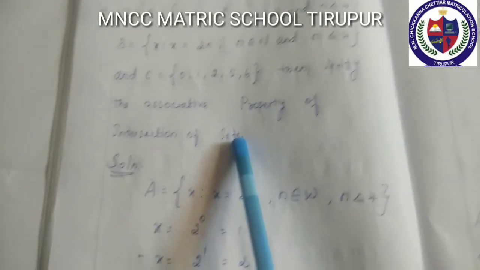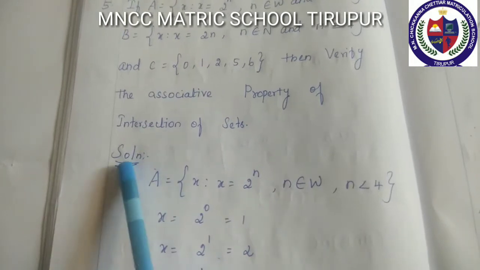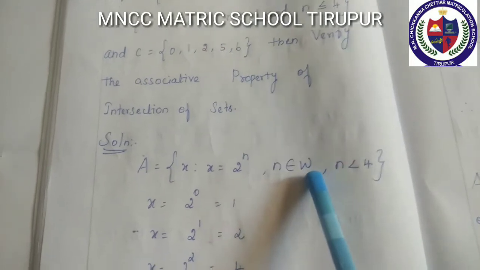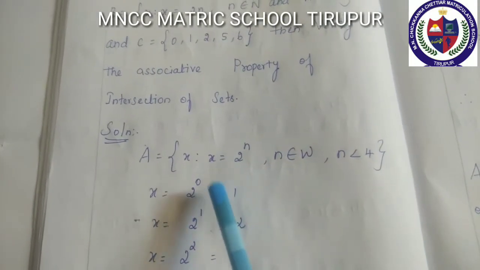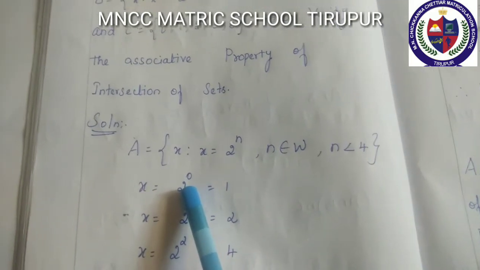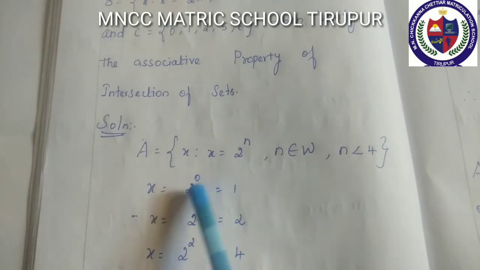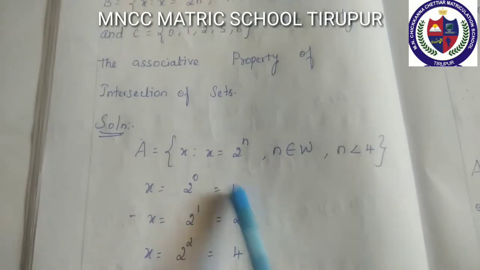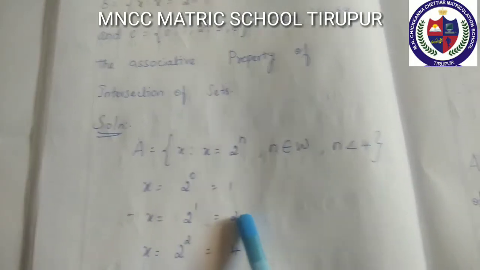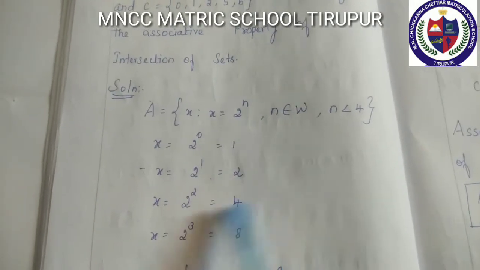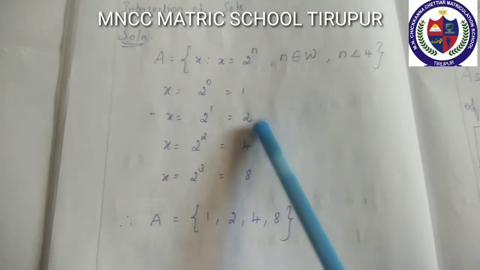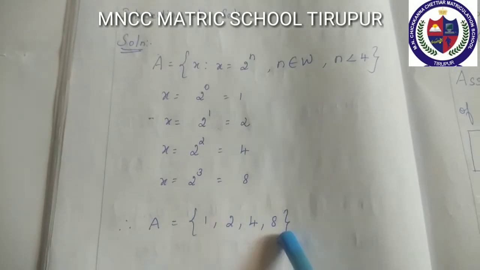We know the associative property intersection formula. Solution: let A be {x such that x is equal to 2 power n, where n belongs to W and n less than 4}. Whole numbers starting with 0, 1, 2, 3. So first n value 0: we substitute, 2 power 0 is equal to 1. Reason: any number power 0 is equal to 1. Next, 2 power 1 is equal to 2. 2 power 2 is 4. 2 power 3 is 8. So the value of A is 1, 2, 4, 8. This is the set.